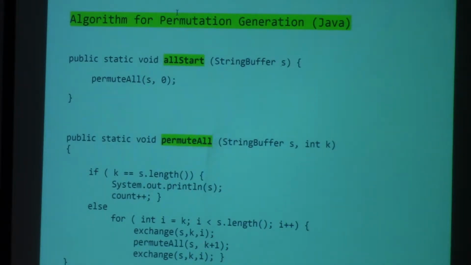Remember, we sent in what value again? That was 3. So now what's the value of K when we come back? 2. So exchange 2 with 2. Now what do we do? We finished our recursion, so we're going to go back to the previous version.